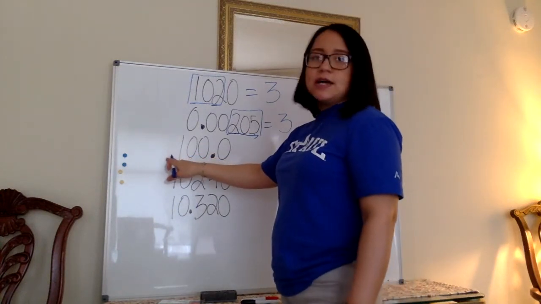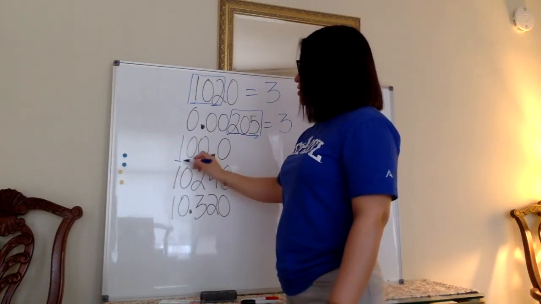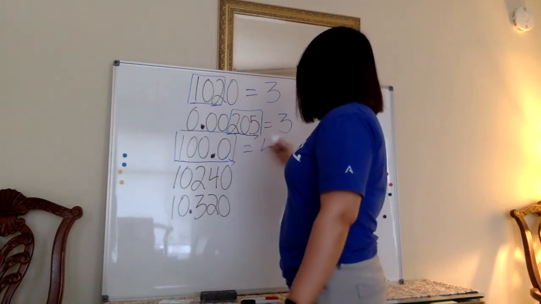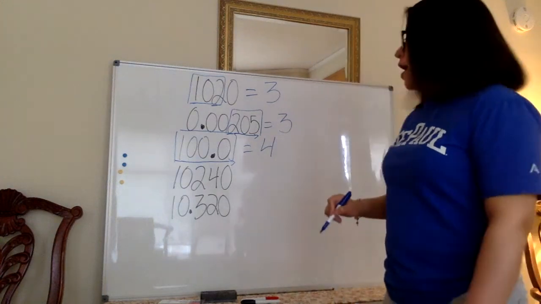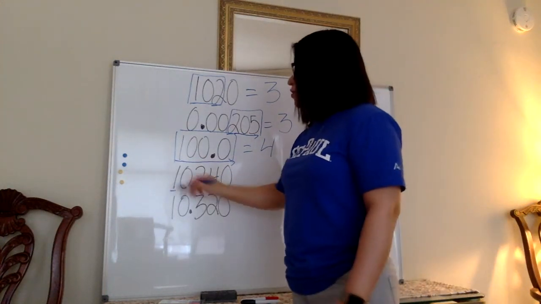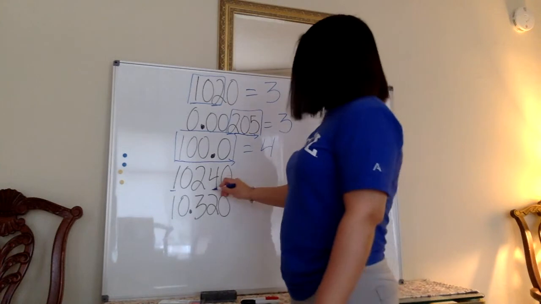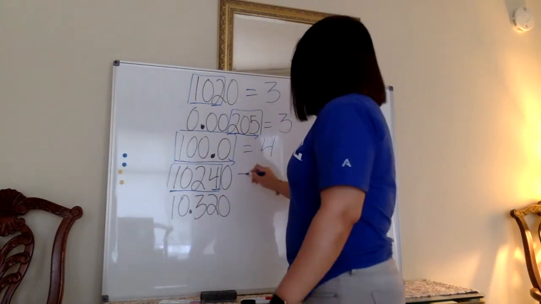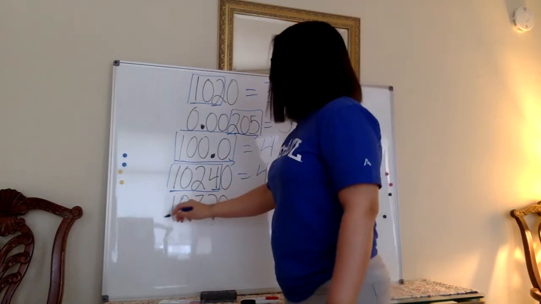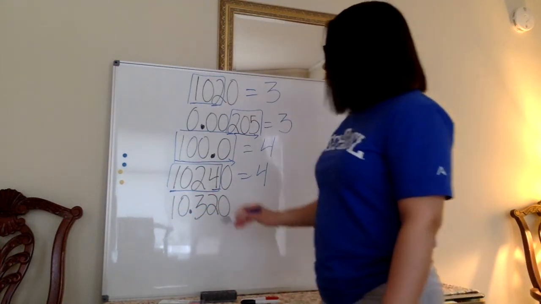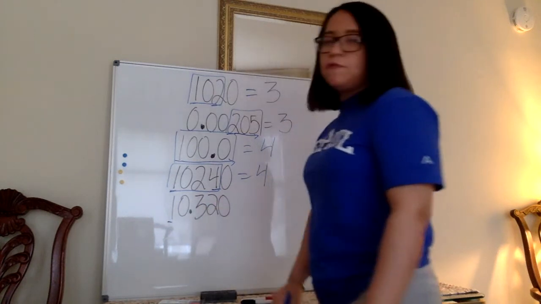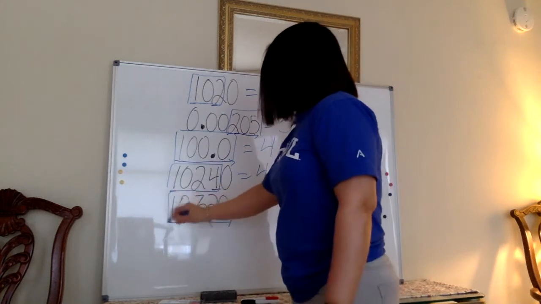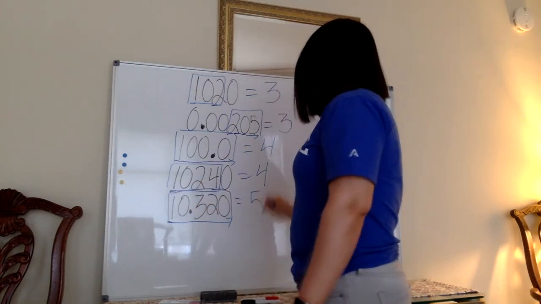Now again, count from the first non-zero number, which is 1, because there's a decimal point, to the very end. So how many significant digits do I have here? I have 4. Next one, there is no decimal point, so count from the first non-zero number to the last non-zero number. Here, again, I have 4 significant digits. And lastly, 10.320, because there is a decimal point, I count from the first non-zero number to the very end. And here, I have 5.